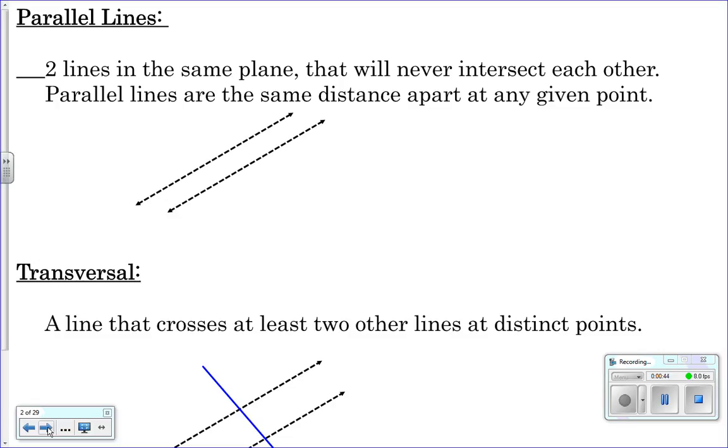Parallel lines are two lines in the same plane that will never intersect. So you can think of a railway track or the sides of a road. They're never going to intersect. They run the same distance apart at any given point. So if I were to take a ruler and measure the distance here and measure the distance here, it's going to be exactly the same.